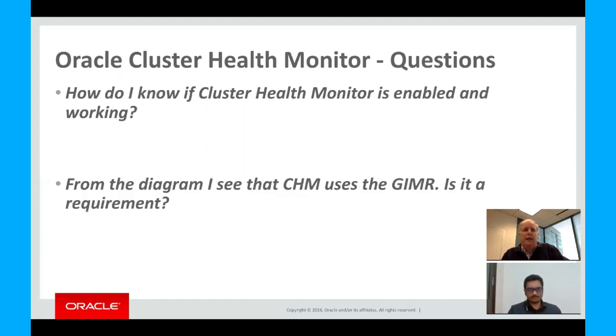So from that diagram, I see that you said that ologgerd is inserting the data into the management repository. Therefore, I assume the management repository is a requirement for CHM to work? Yes. So currently, GIMR is a required piece of entity. But the way we have designed and architected CHM is that this is just a centralized repository, GIMR. If you want to, tomorrow we can essentially persist all this data into any other centralized repository. It has been layered in a fashion that the rest of the monitoring, logging and aggregating framework would be independent of the underlying repository that is being used. But we don't do that today.